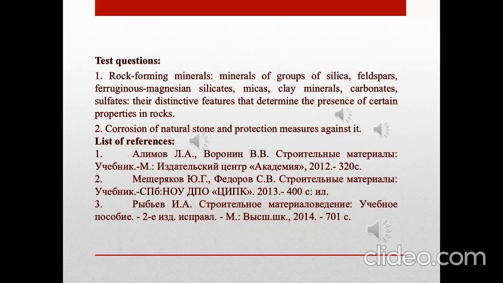Test questions. One. Rock-forming minerals: minerals of groups of silica, feldspars, ferruginous magnesian silicates, micas, clay minerals, carbonates, sulfates. Their distinctive features that determine the presence of certain properties in rocks. Two. Corrosion of natural stone and protection measures against it.